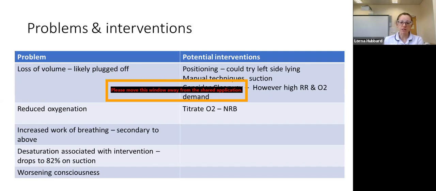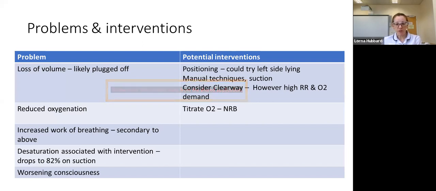So we've got a recent chest x-ray which has confirmed what we're treating. He's dropped his GCS over time. We know that his work of breathing has gone up. Could he be retaining CO2? Would it be worth doing a gas?